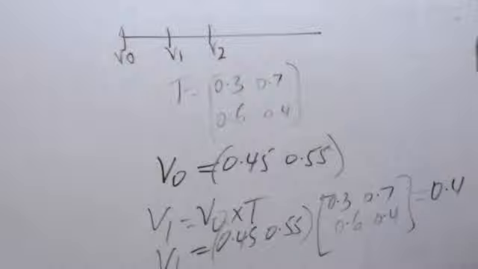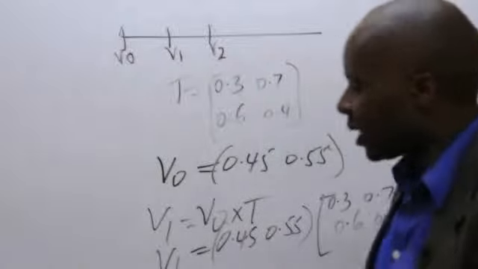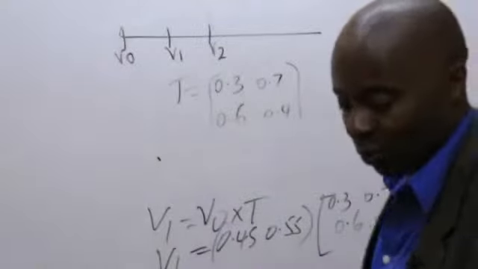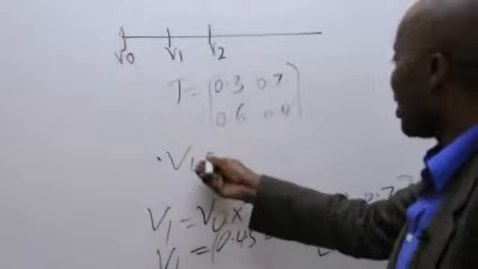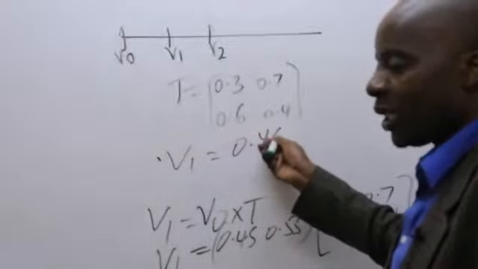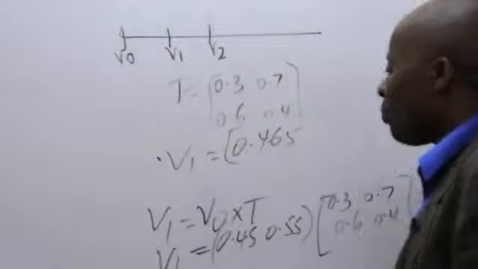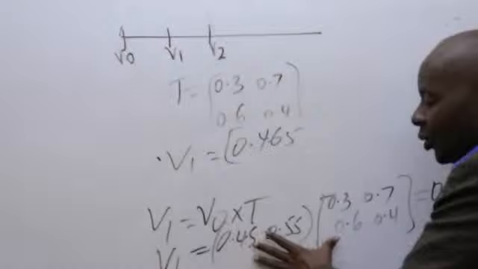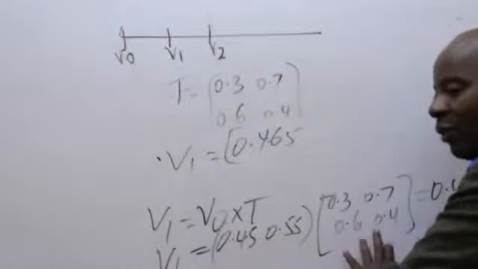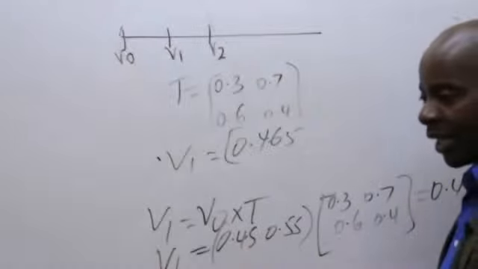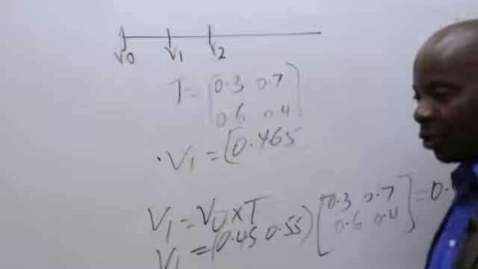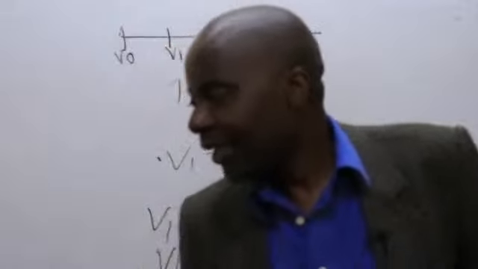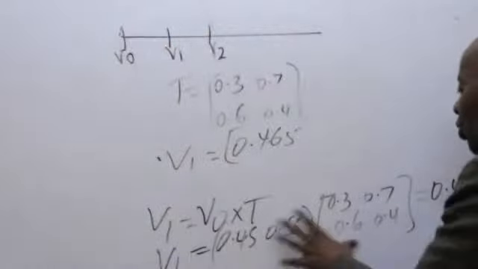According to Dahir, the first component of vector 1 is supposed to be 0.465. How about the second component? How do I get the second component? To get the second component, I will take this row by the second column. I hope they're able to follow this.